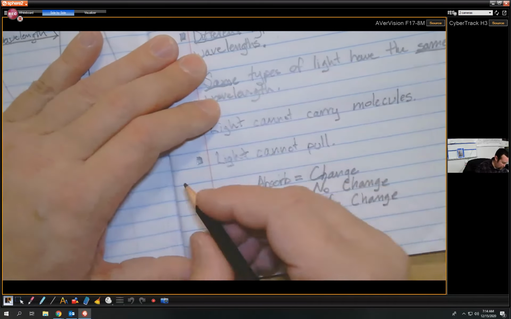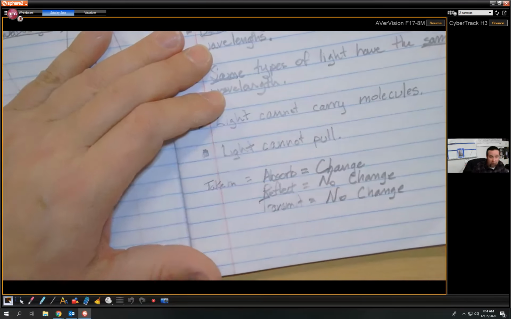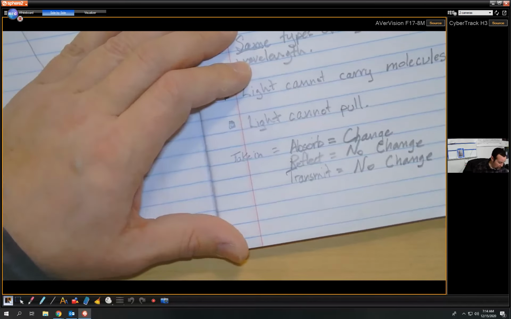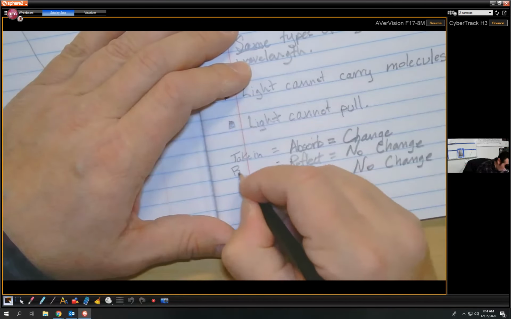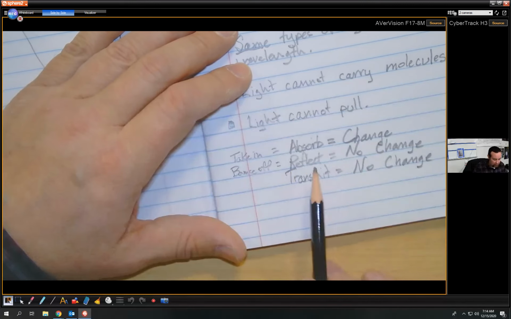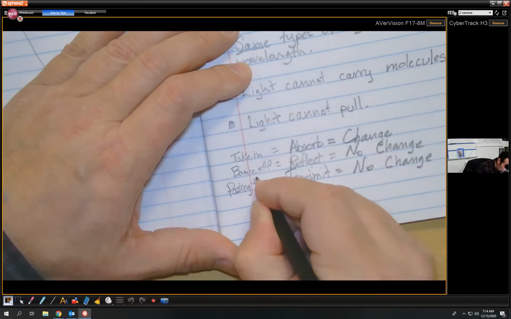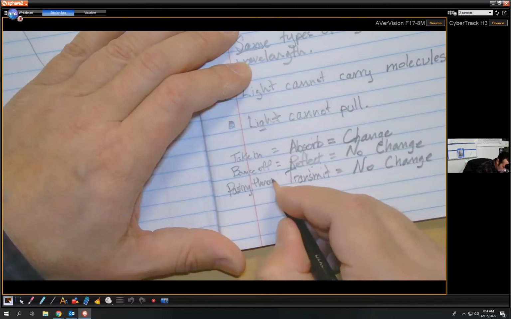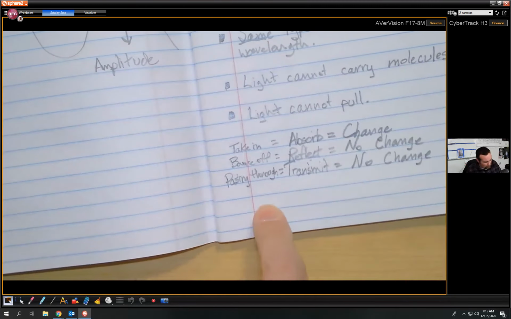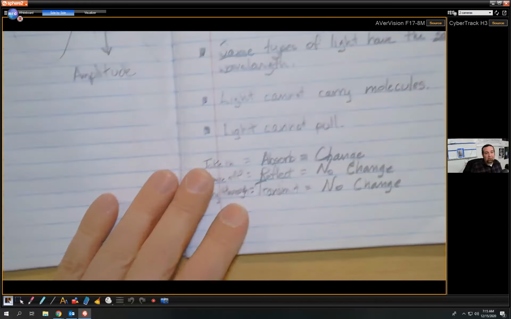So with this one, we've got take in equals absorb, and that means there's going to be a change. To reflect is bounce off. And that means that the light is bouncing off. Reflecting, there's no change. And then this one is passing through. So whenever we have light being absorbed, we're seeing a change. Whenever we're seeing a reflection or transmitting through a material, we are seeing no change.